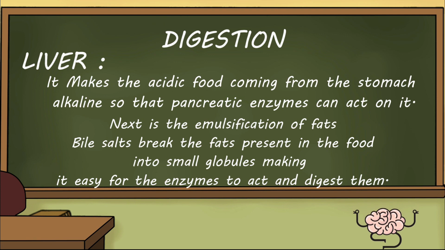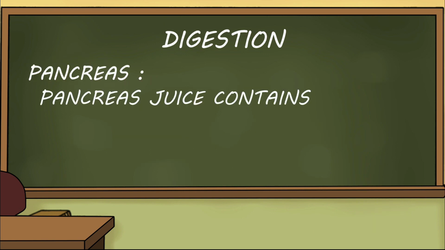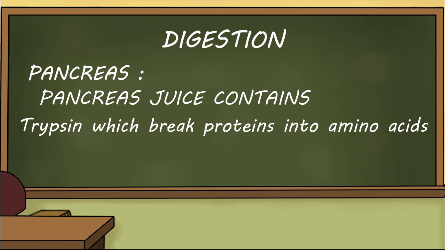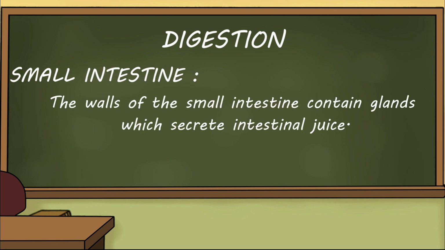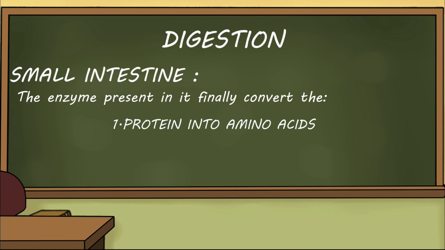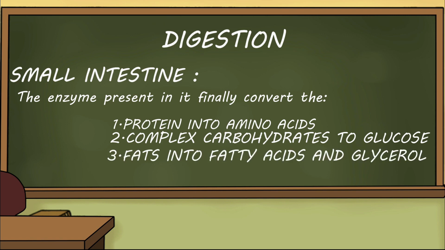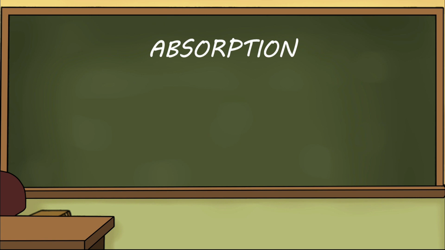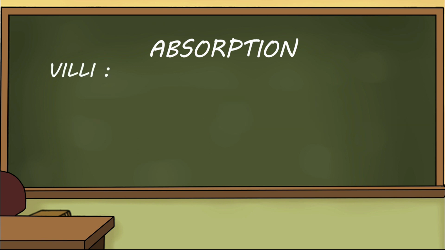Bile salts break the fats present in the food into small globules, making it easy for the enzymes to act and digest them. The pancreas secretes pancreatic juice, which contains enzymes like trypsin, which breaks proteins into amino acids, and lipase, for breaking down emulsified fats into fatty acids and glycerol. The walls of the small intestine contain glands which secrete intestinal juice. The enzymes present in it finally convert the protein into amino acids, complex carbohydrates into glucose, and fats into fatty acids and glycerol.